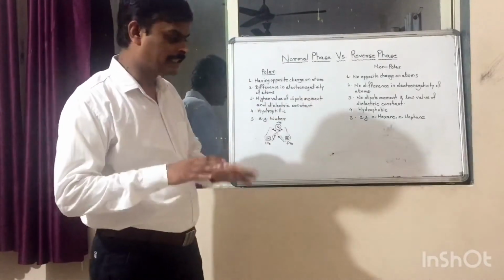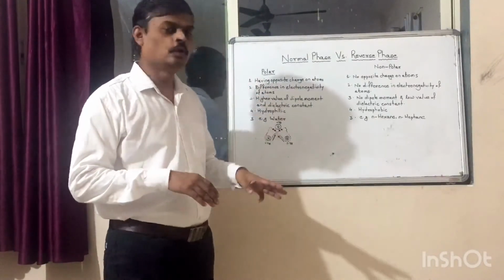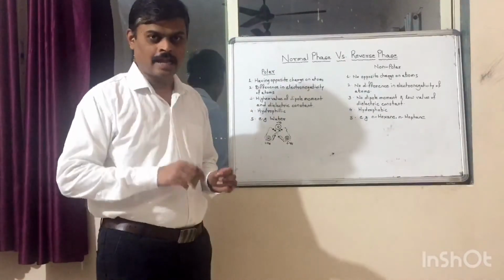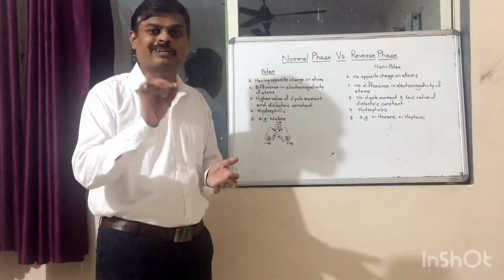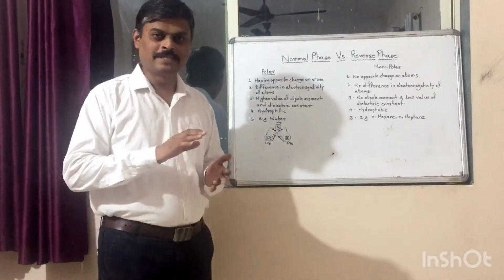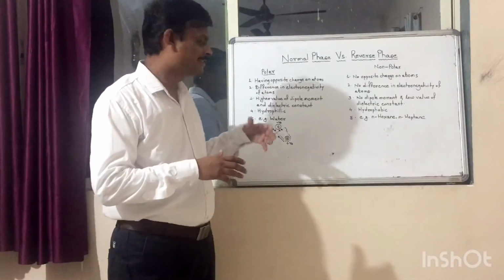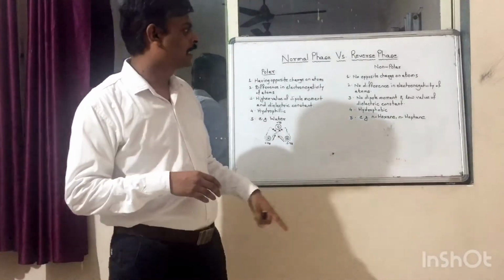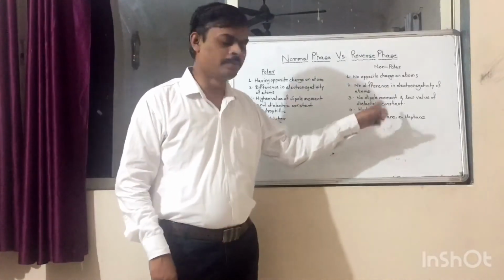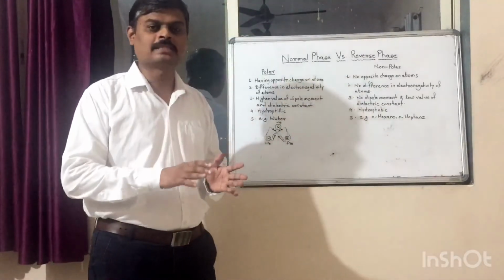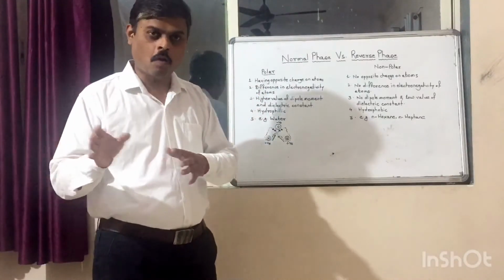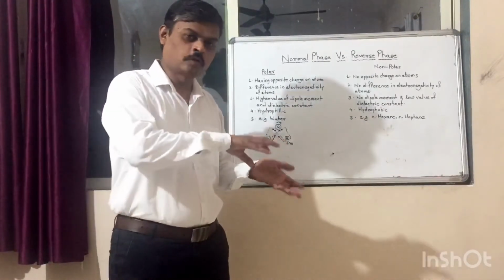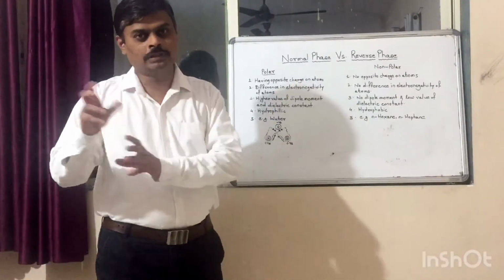So we can say that polar molecules are hydrophilic. What is the meaning of hydrophilic? Hydrophilic means water loving. It means that these molecules can interact with water, whereas non-polar molecules are hydrophobic. Hydrophobic means water resistant molecules, or the molecules which hate water, or you can say molecules which do not interact with water.